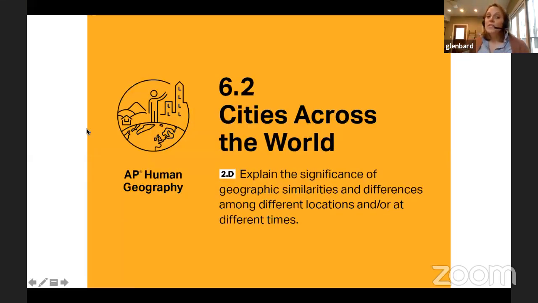Today, we are going to focus on cities across the world. I know that there's some trepidation of why are we learning about cities when it's not going to be assessed on the College Board exam. I'm going to explain it all. We're going to connect it, but we're going to keep the learning moving forward, and that's our ultimate goal.